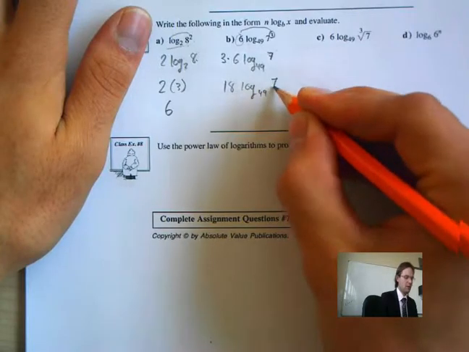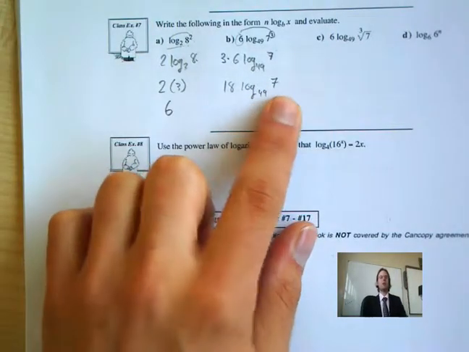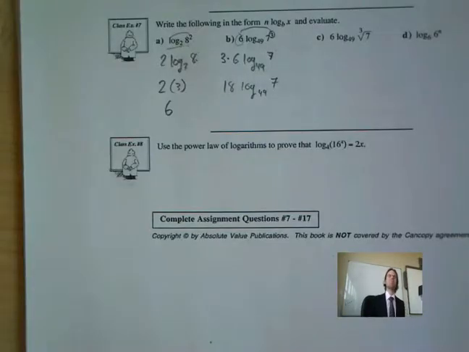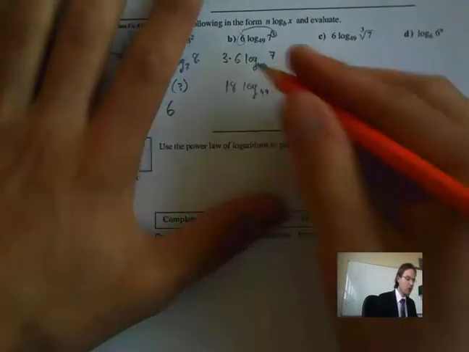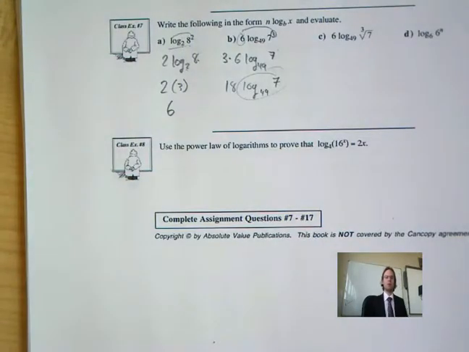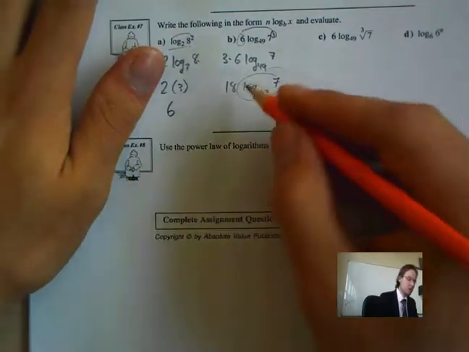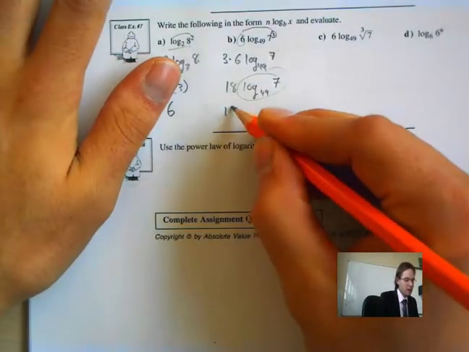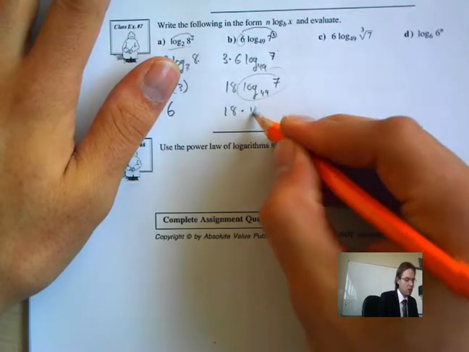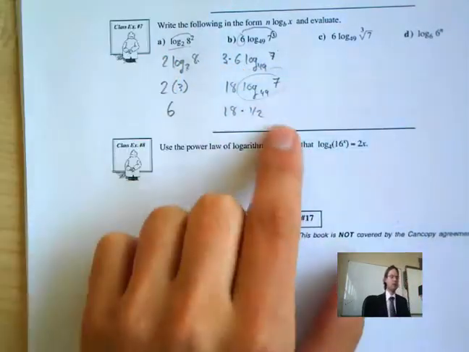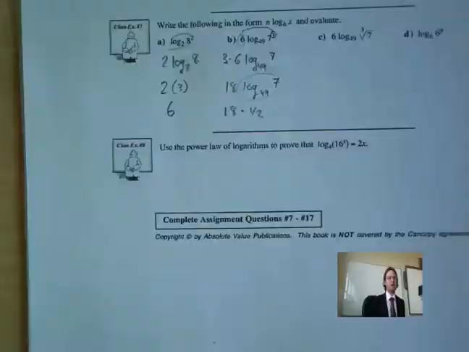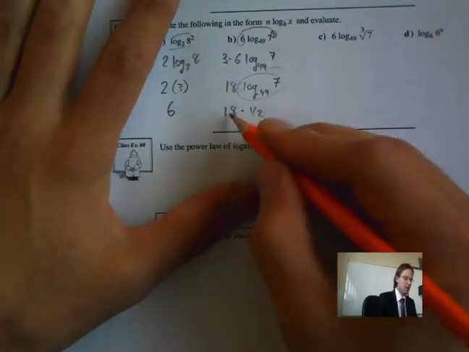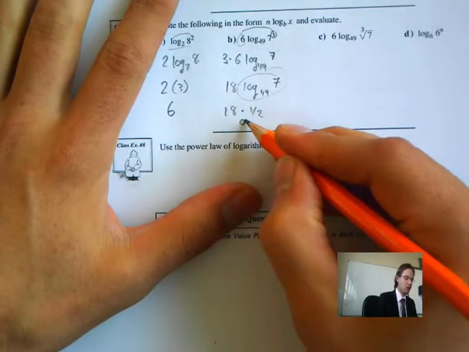base 49 of 7. Now 49 to the power of what is equal to 7? If I square root 49, that's equal to 7. So square root is the same thing as 1/2. Okay? So that's going to be 18 multiplied by 1 over 2. So if I square root 49, that is 1/2. Now I have 18 times 1/2, my answer is going to be 9.